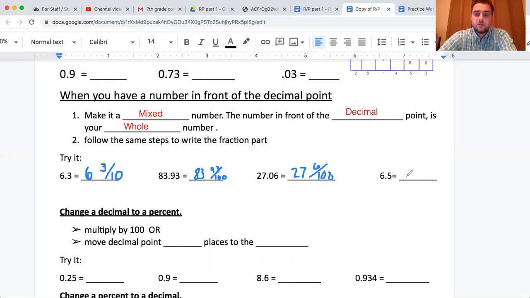And then lastly on this one, we're going to take a look. 6 is the number in front of the decimal point, so that's our whole number. 5 is the number after the decimal point, so that's our numerator. And the place value is in the tenths column, so 6 and 5 tenths.